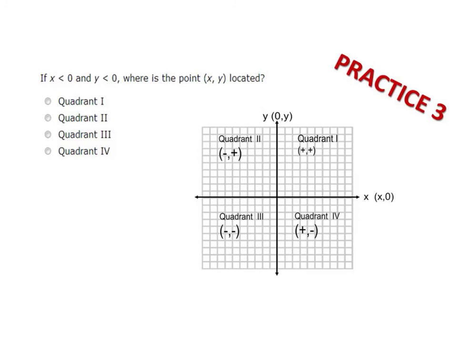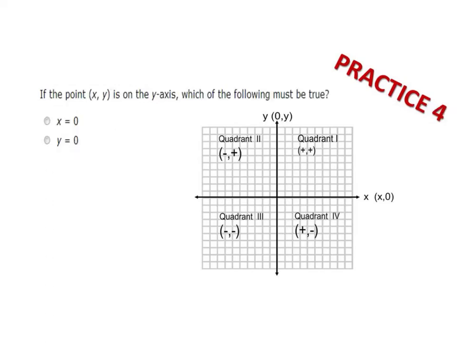Practice problem 3 says if x is less than 0 and y is less than 0, where is the point located? In which quadrant? Look at your notes on the coordinate plane before you answer. And practice problem 4 is if the point x, y is on the y-axis, which of the following must be true? Again, look at your notes or look at this coordinate plane to get your answer.